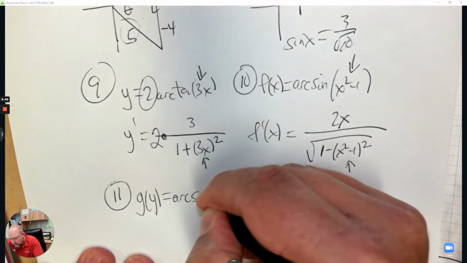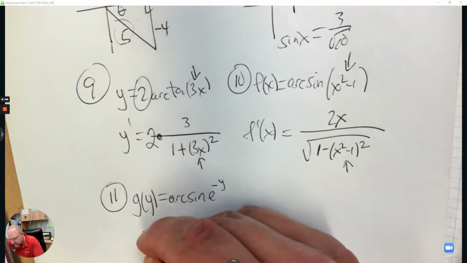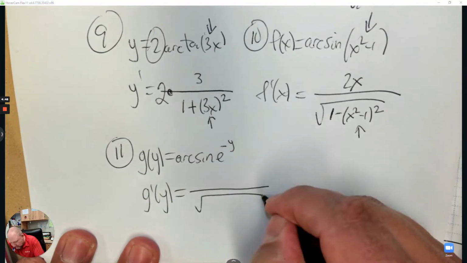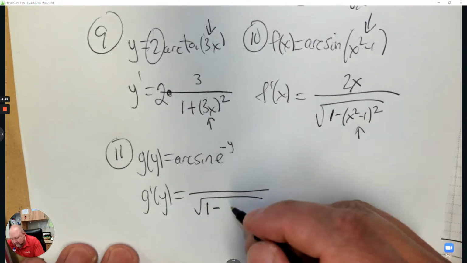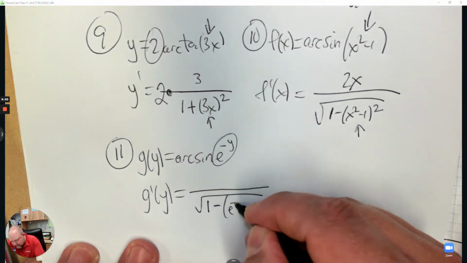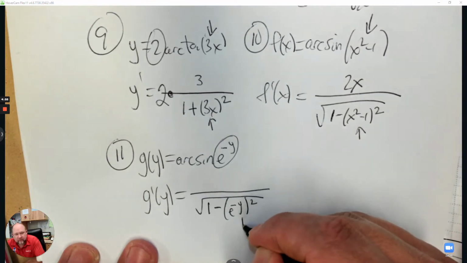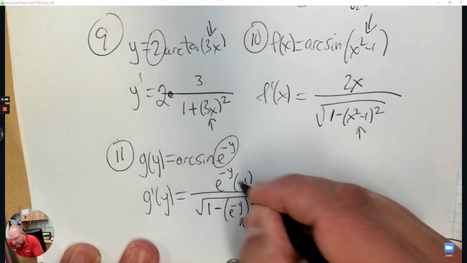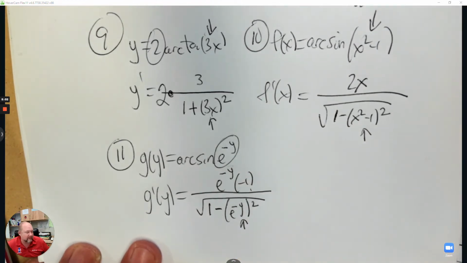You just have to be a rule follower. Some have an easier time than others. Arcsine is a fraction. It's a square root. It's 1 subtract, and then what I see is squared, and the derivative of that, e to the negative y, and then it has its own hook up there, negative 1. That's the numerator.